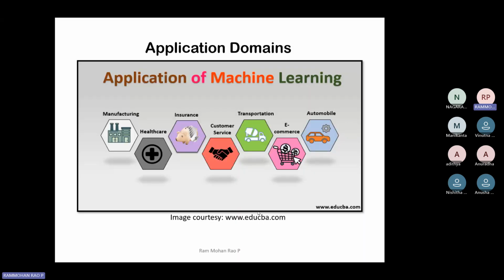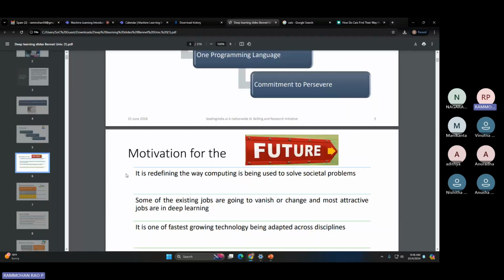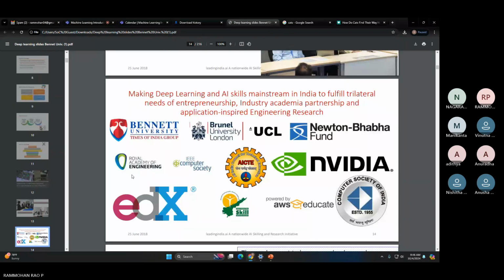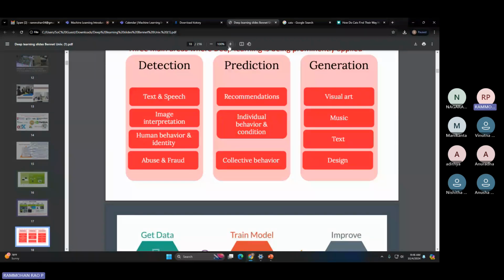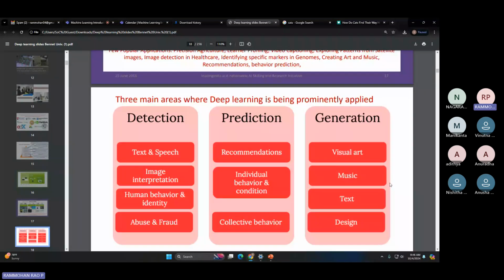So friends, this is a brief intro of machine learning. And what we are specifically interested in, please observe this. These are the three major areas where deep learning is applied, sir, right? Detection, prediction, generation. Our basic interest is in machine learning, so this is about deep learning.